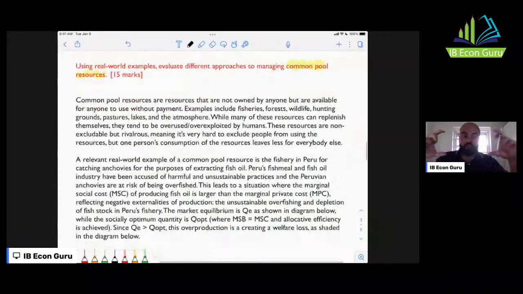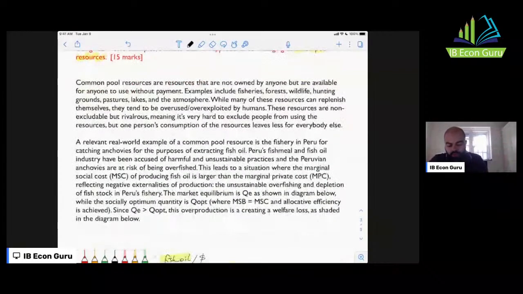So the first definition is where you define key terms. Common pool resources are resources that are not owned by anyone, but are available for anyone to use without payment. Examples include fisheries, forests, wildlife, hunting grounds, pastures, lakes, and the atmosphere. While many of these resources can replenish themselves, they tend to be overused, overexploited by humans. These resources are non-excludable but rivalrous, meaning it's very hard to exclude people from using the resources, but one person's consumption of the resources leaves less for everybody else.